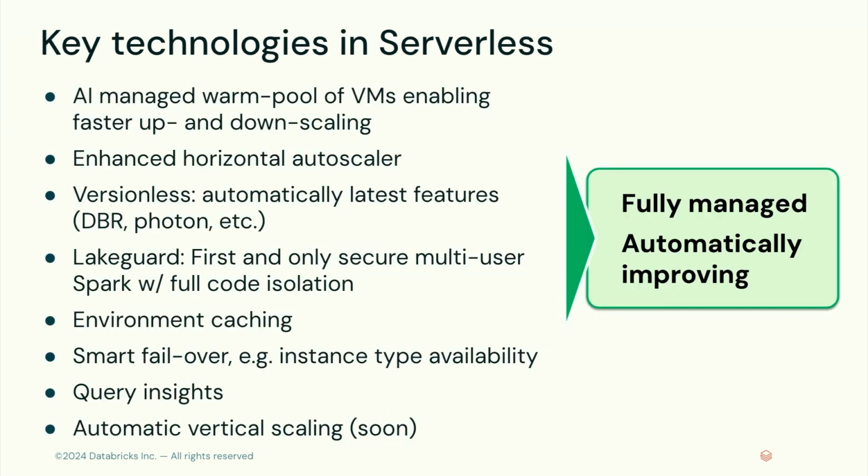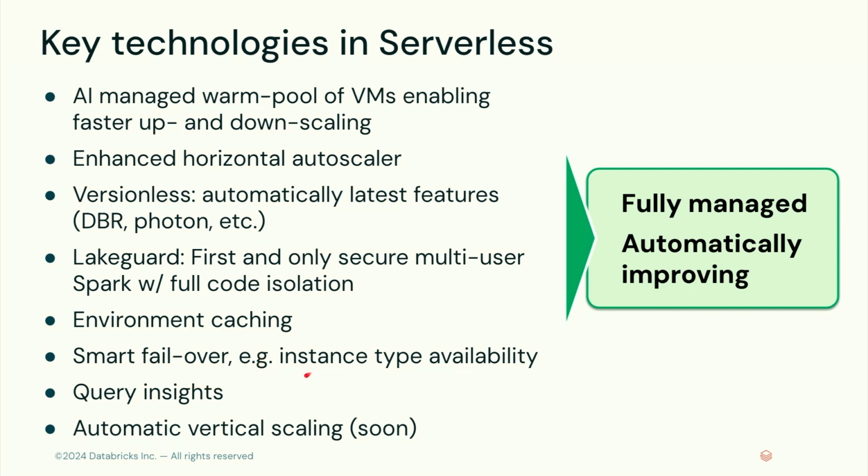So a few key technologies, I'm going to go fairly quickly over those. We have an AI-managed warm pool of machines. We have an enhanced horizontal autoscaler that builds on top of that warm pool. So we've built that from scratch to make things even more performant. We have versionless. We have Lakeguard, which means we can secure the user code from each other in Spark and on top of Unity Catalog and Spark Connect. We have environment caching. That means you no longer need to download and install the libraries. We cache them for you, and so they'll be ready to go within seconds.